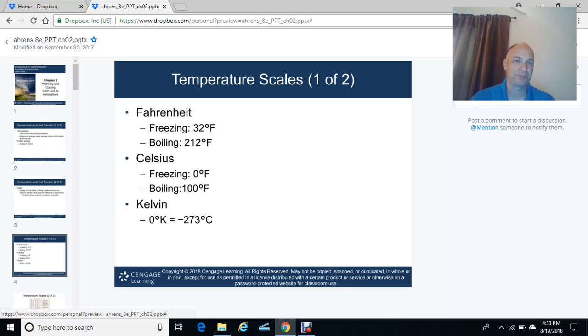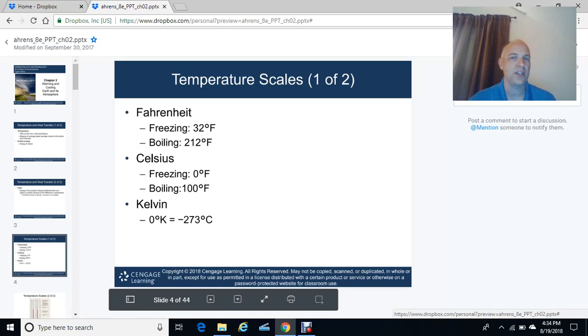All right, and then Kelvin. Kelvin is another way in which we can measure temperature. It's a more precise way to do that, as 0 Kelvin is equal to negative 273 degrees Celsius. To get Kelvin, you simply take the Celsius temperature plus 273. That's the way you get Kelvin. So there are the temperature scales.